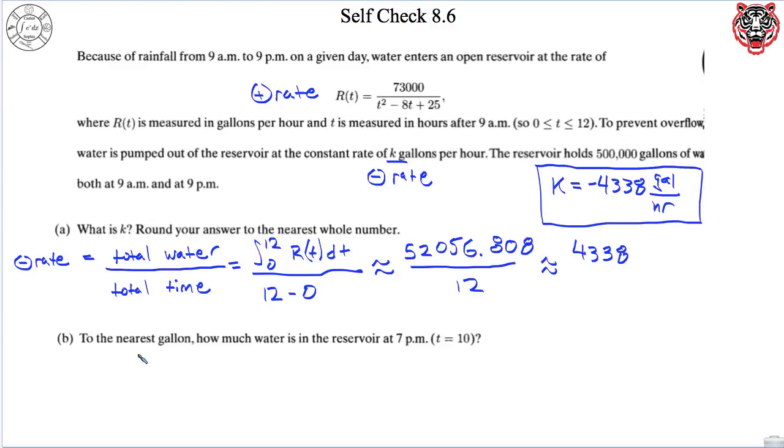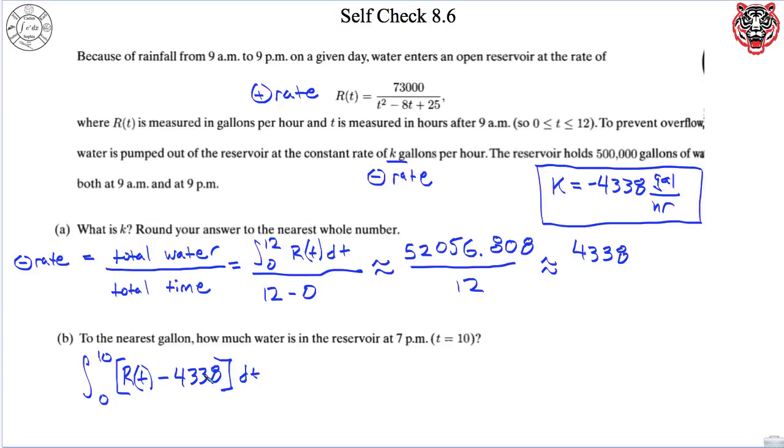All right, part B. To the nearest gallon, how much water is in the reservoir at 7 p.m.? Okay, so now we have to take that positive function, and we have to subtract our negative function to find how much is in at 7, or so at time equals 10. So to do that, we need to do the integral between 0 and 10 of our positive rate, R(t), and we need to subtract 4,338, and all of that dt.